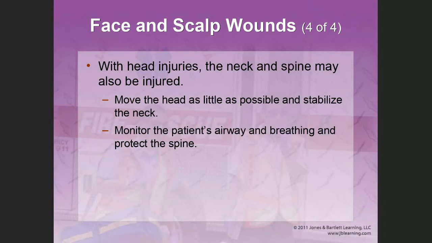Now, with head injuries, the neck and spine may also be injured. Move the head as little as possible and stabilize the neck. So if you suspect head, neck, and spine injury, the patient needs to, at all times, move as a unit. Right? So we have to move that patient as a unit, and we try and keep them in neutral alignment at all times. Monitor the patient's airway and breathing and protect the spine.